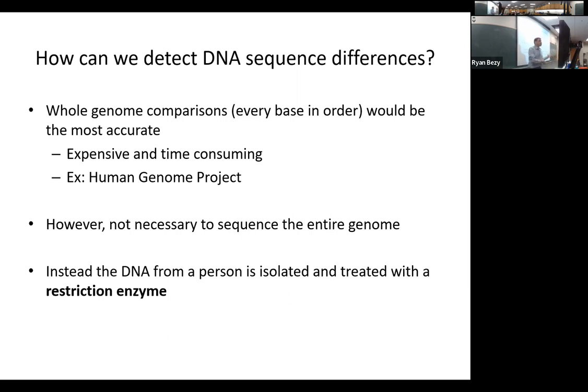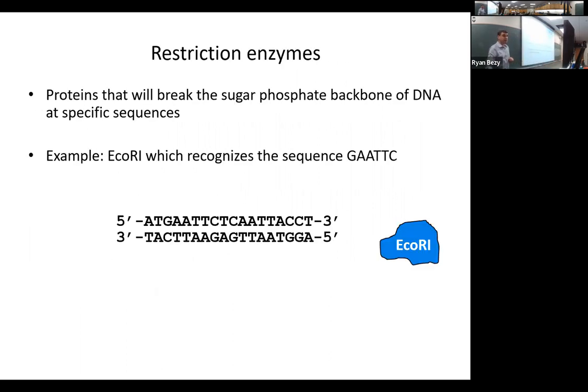Compare the DNA from one person to another to another. We can instead do a different process, and you guys are going to mimic doing that today. So we're going to do this one. Instead, the DNA from a person is isolated and treated with a restriction enzyme. And I'll talk more about what that is in a second, but in essence, a restriction enzyme is an enzyme that cuts DNA. And I'll fill in some more details on that.